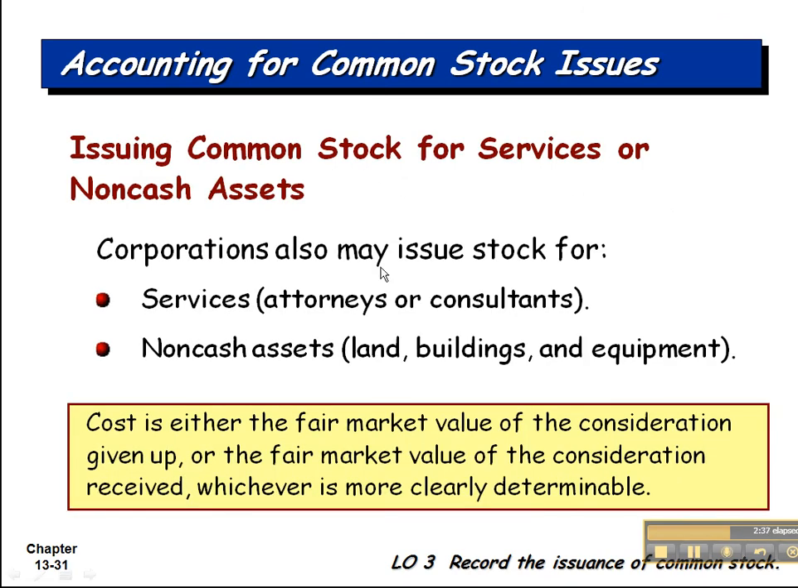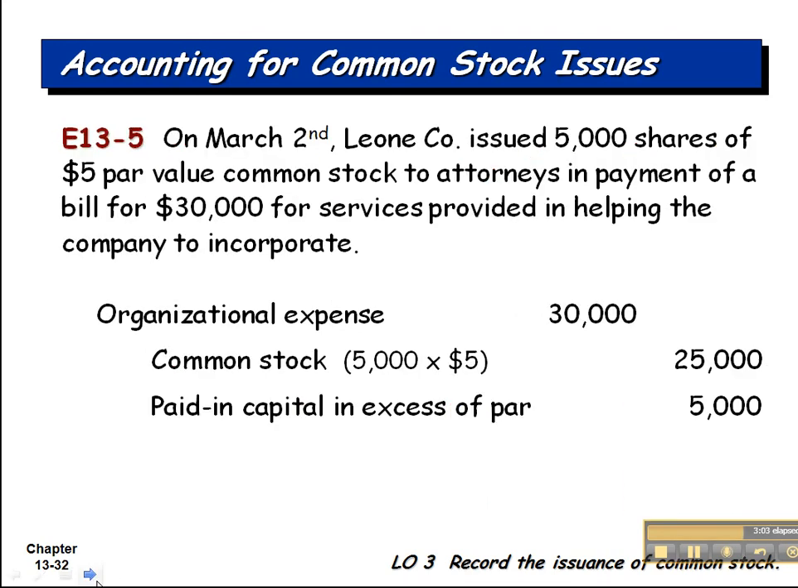We can also issue common stock for services in regard to attorneys, consultants, non-cash assets. We can give stock for land or equipment. The cost is either the fair market value of the consideration given up or the fair market value of the consideration received, whichever is more clearly determinable. And we're going to see in this next example that what makes it determinable is the market value of the shares on the exchange. So let's go ahead and look at that.